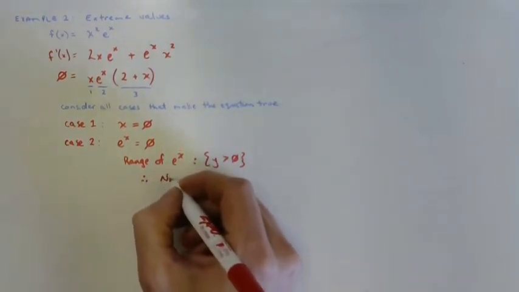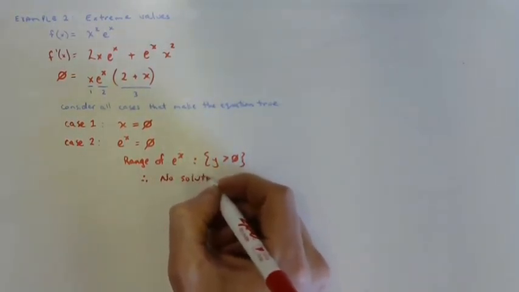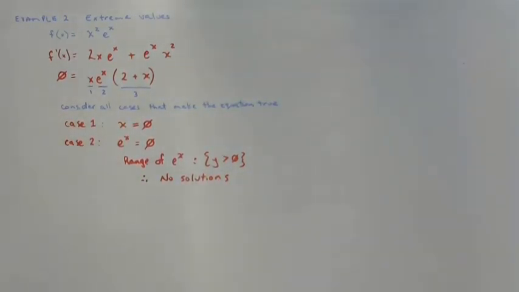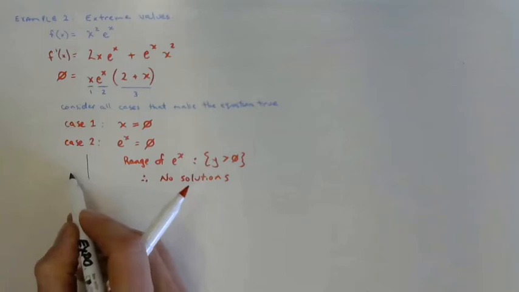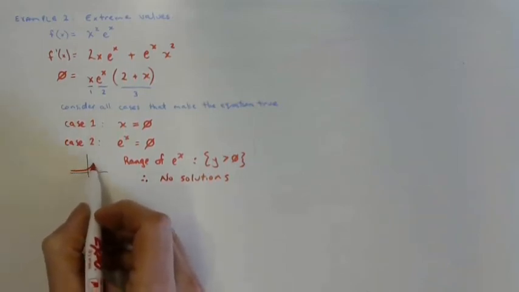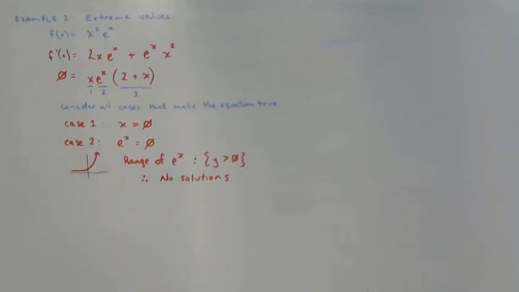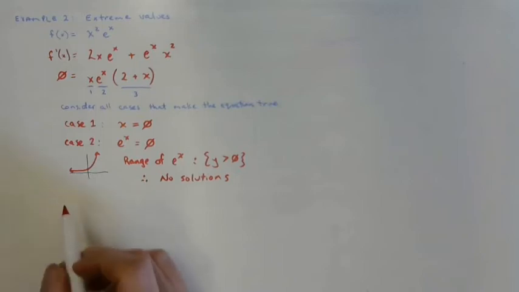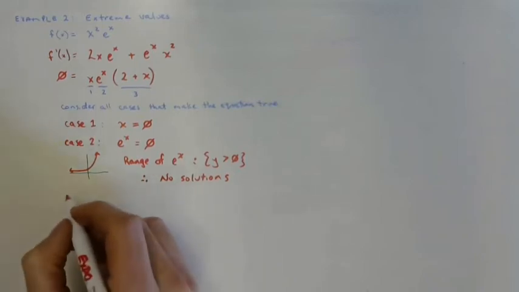Therefore, no solutions. If we're still not sure that what I'm saying is true, you can just draw yourself a quick little sketch. E to the power of x looks like that. It never equals 0, never touches 0, never crosses 0, so no solutions in that case. Head to case 3.